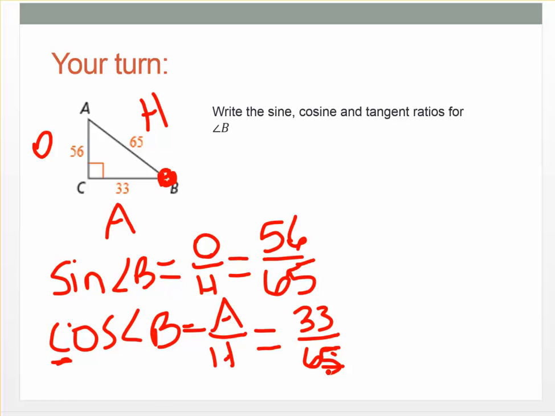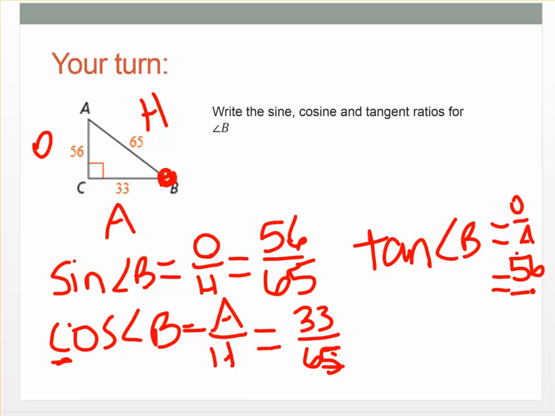And then we're just left with the tangent. The tangent of angle B is going to be opposite over adjacent, which is 56 divided by 33. Hopefully you're starting to see a pattern here: we have the trig function, and then the angle, and then two side lengths. It's always three pieces of information, one angle and two side lengths.